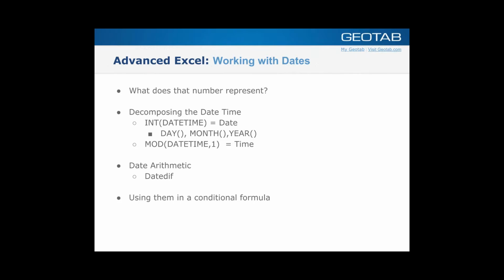We'll go over what the number actually represents, and then we're going to decompose the date. We're going to separate out date and time, which is very useful with MyGeotab reporting. Then we're going to go over some date arithmetic, so just basically how you can do what I just mentioned, figuring out days in between dates and so forth. And then we're going to use dates within a conditional IF formula.